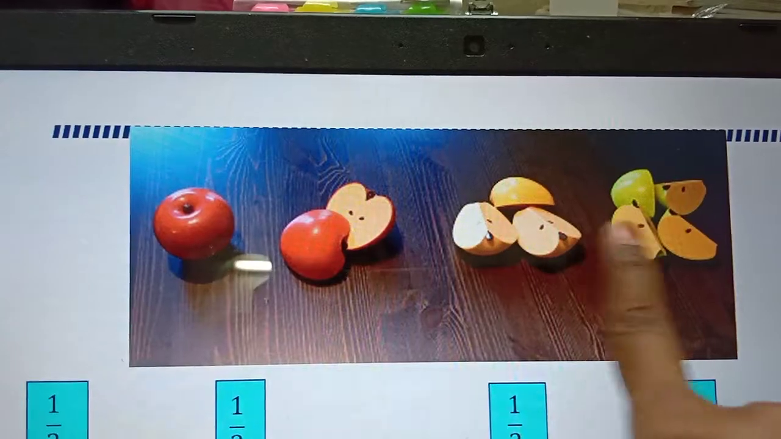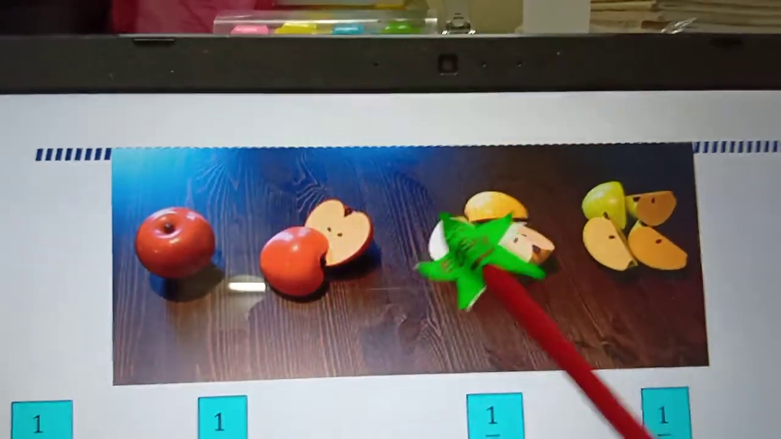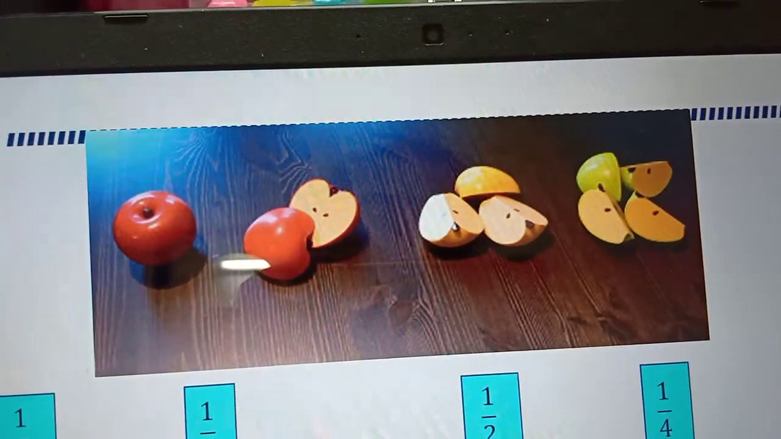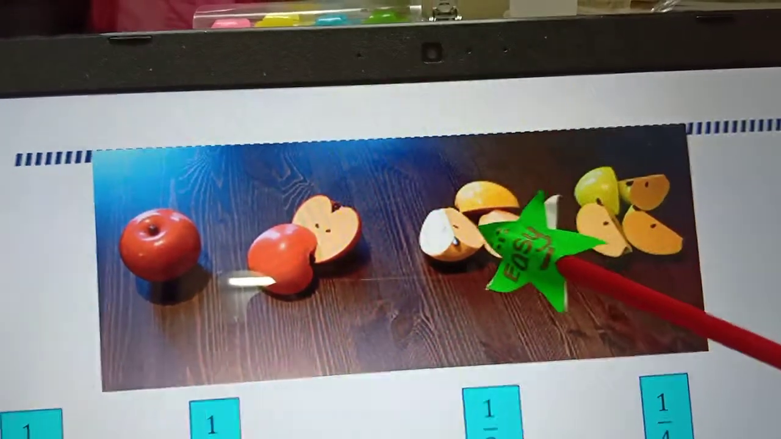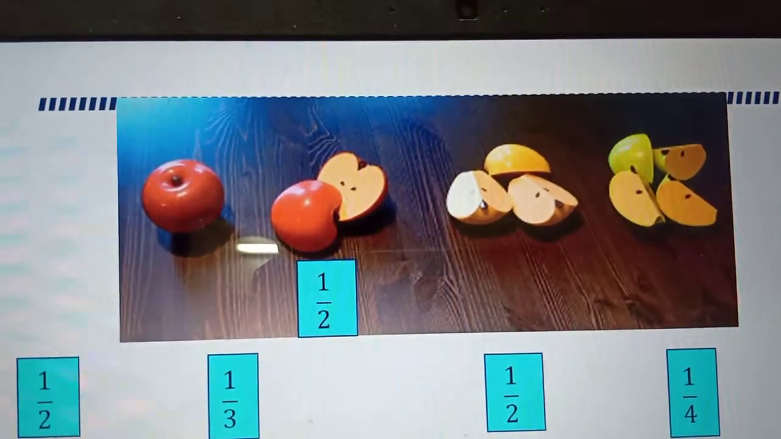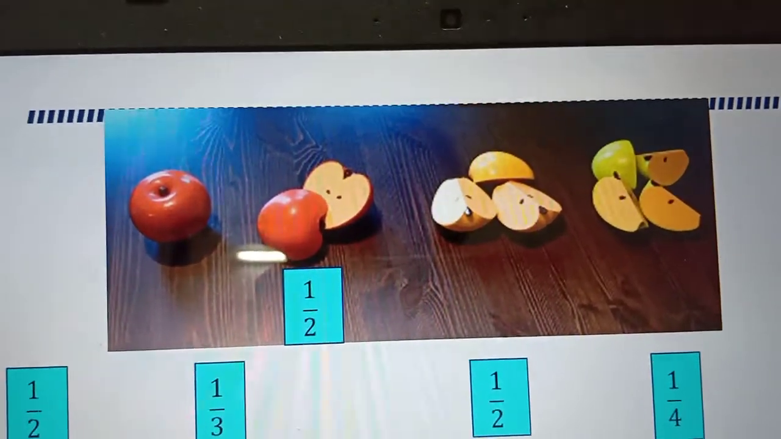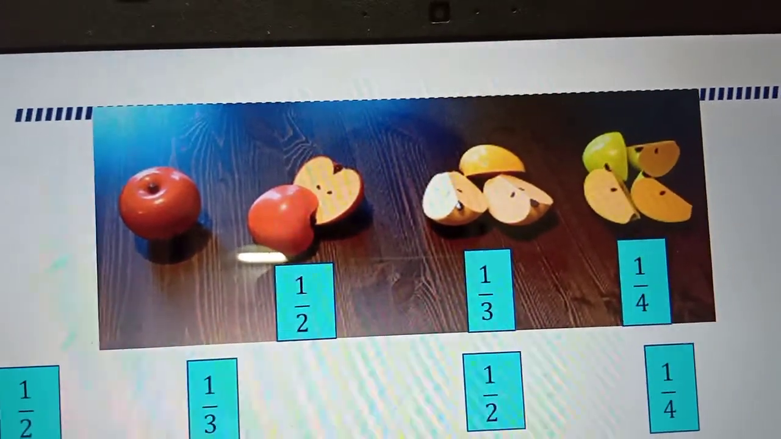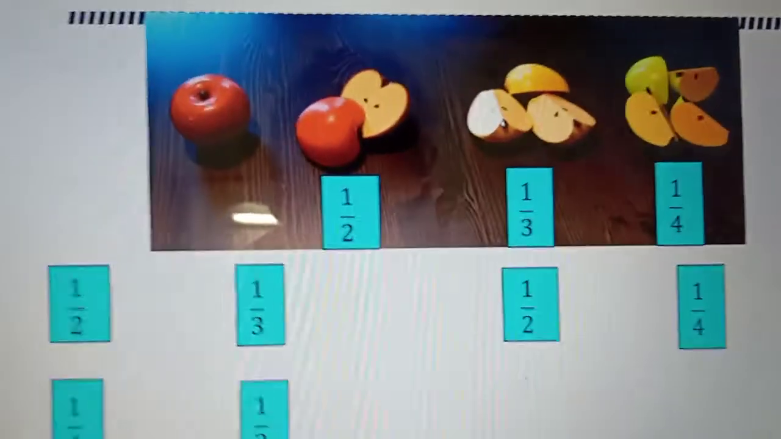Can you compare the size of one piece? Okay, this one, and this one. Compare first. You see the size of one piece of apple. This one is 1/2. When we cut and take one piece from this one, it becomes 1/3. This one becomes 1/4 when we take one. Okay, now we are going to compare.